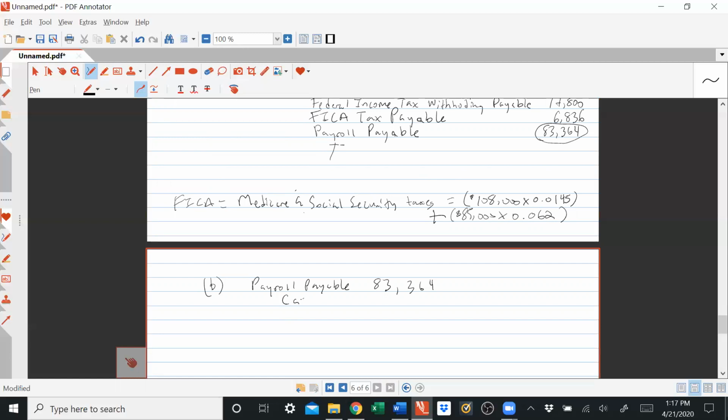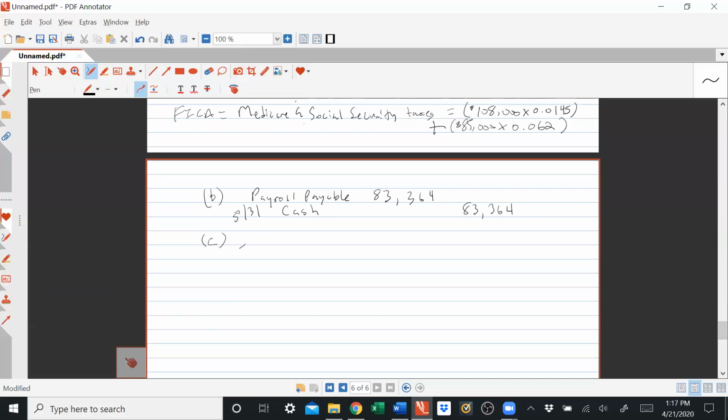And of course, credit cash, 83,364. This is the check we write to our employees. This represents many employees. Each employee gets a portion of this. Each employee gets their own separate check, of course.